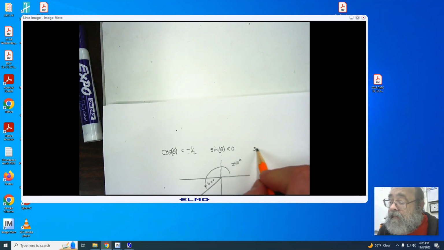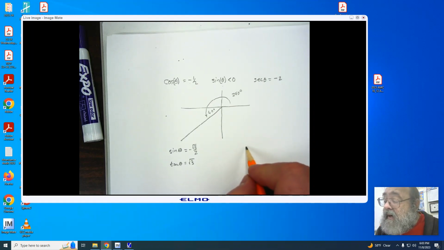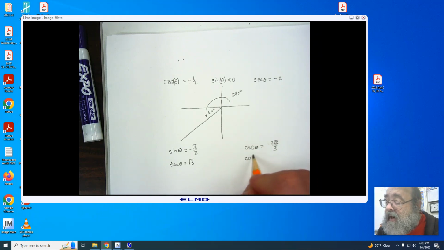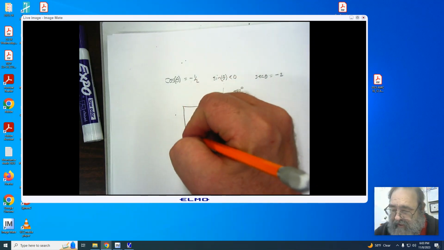The secant can then be found, and the secant is the reciprocal, negative 2. The cosecant can then be found, and the cosecant has to be negative 2 root 3 over 3. And the cotangent can now be found, and it has to be a positive root 3 over 3, the reciprocal of each of those functions. So that's the idea of what we're talking about when we try to find these six trigonometric functions when we are given information regarding a triangle. So notice we're just talking about that triangle right here.